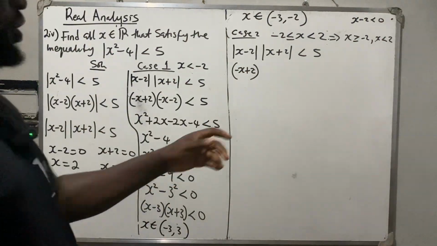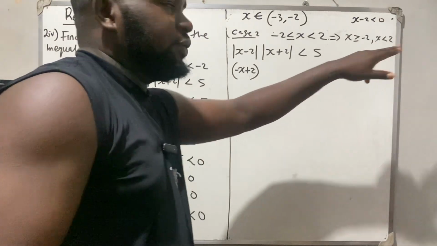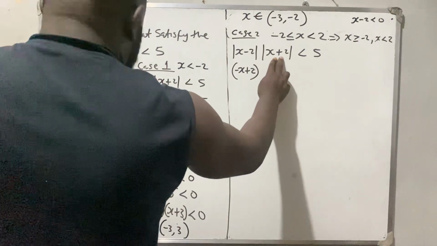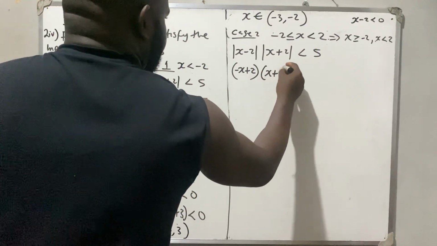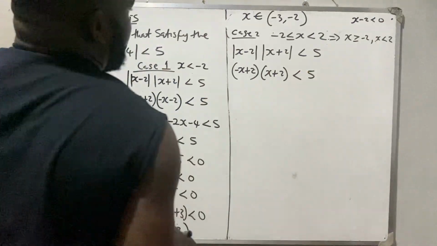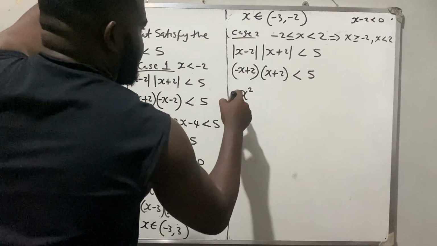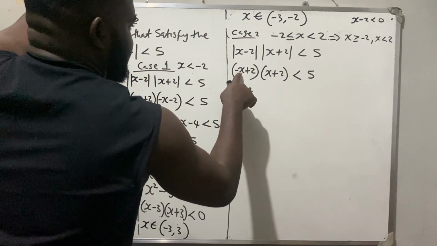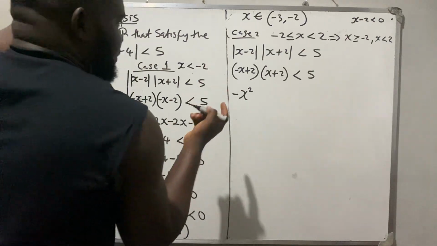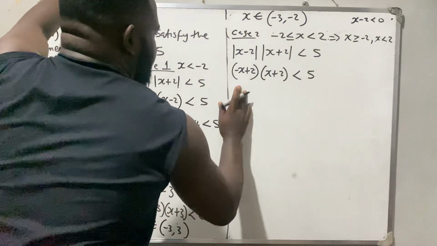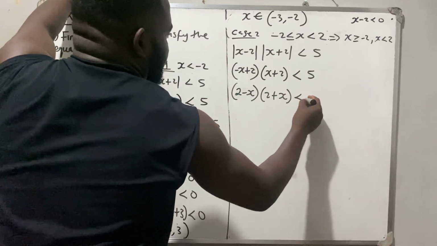Now for this one, x plus 2 is positive, which means inside here is positive, and the absolute value of a positive number is positive. This is now less than 5. So open the bracket here to have this times this give you negative x squared, and then this is a difference of two squares. This can be written as 2 minus x times 2 plus x is less than 5.